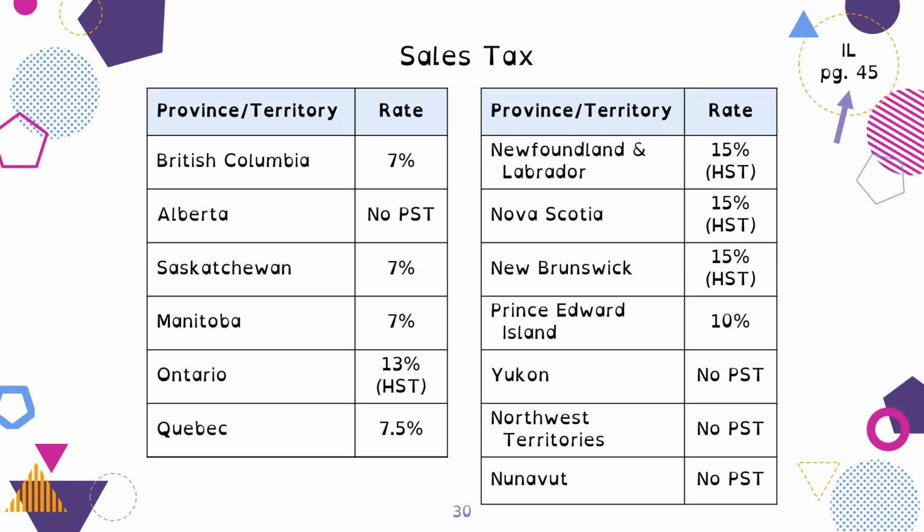So BC, British Columbia, it's 7%. Alberta has no PST. Saskatchewan has 7%. Manitoba has 7%. Sorry, Ontario has 13% because it has HST. So this is Harmonized Sales Tax, so we don't have GST separately. They're combined. Quebec has 7.5%. Newfoundland and Labrador, Nova Scotia, and New Brunswick all have 15% HST. So again, it's combined. Prince Edward Island has 10% PST, and then the Yukon and Northwest Territories, none of them have PST.